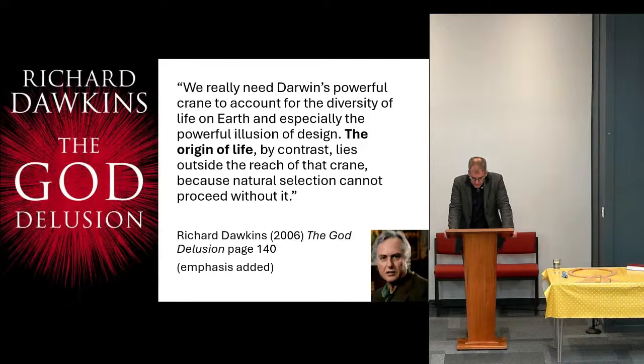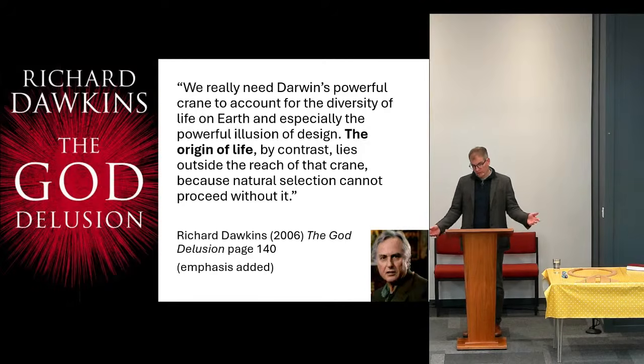"We really need Darwin's powerful crane to account for the diversity of life on Earth, and especially the powerful illusion of design." Let me just pause there. That's interesting phrasing, isn't it? The powerful illusion of design. He admits it looks designed. He admits life looks designed. But he's saying that must be an illusion. For him as an atheist, it has to be an illusion, because there can't be a designer, because the designer would have to be God. So it's an illusion for him.